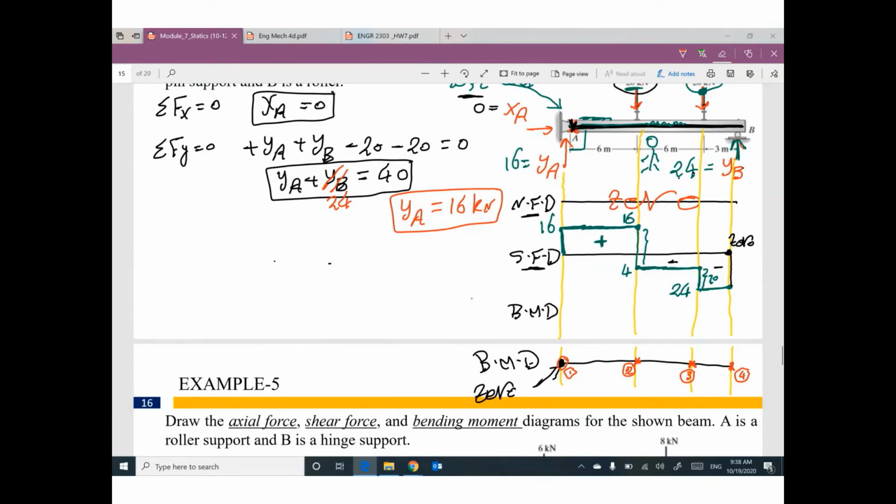Okay. M2 equals M1 plus the area of shear between 1 and 2.